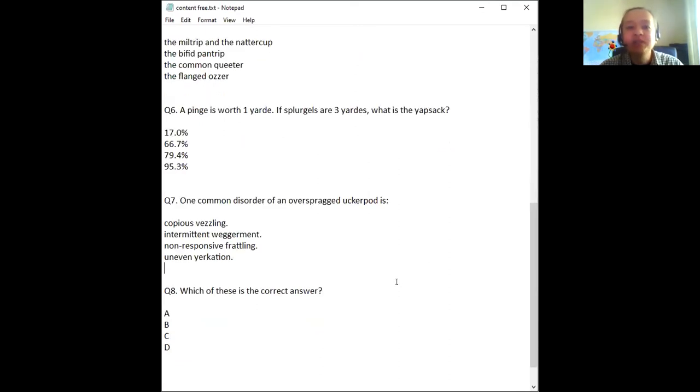Okay, almost to the end. One common disorder of an overspragged ucker pod is copious bezeling, intermittent wegerment, non-responsive frattling, uneven yarkation. I feel Svetlana, you should have an idea about this. Oh my, no pressure. Well, we kind of used a different approach, but I understand what they're doing here. So, common disorder of over.